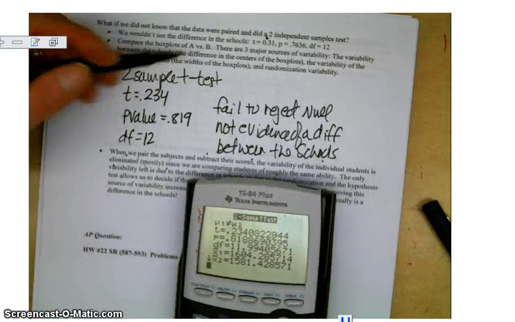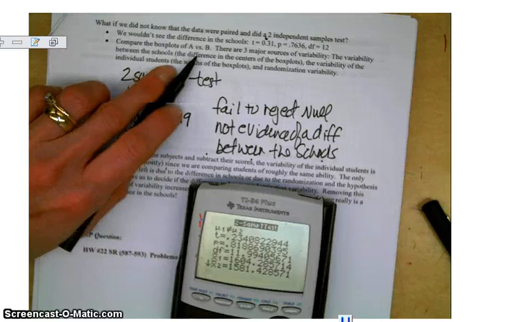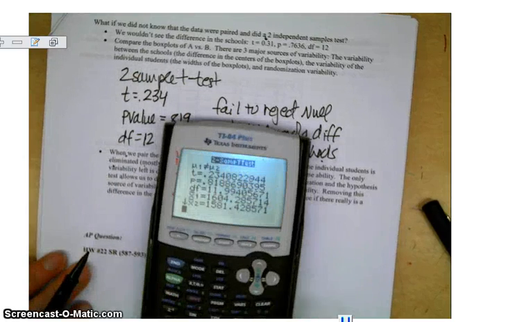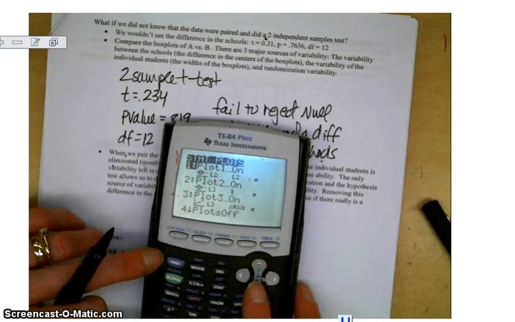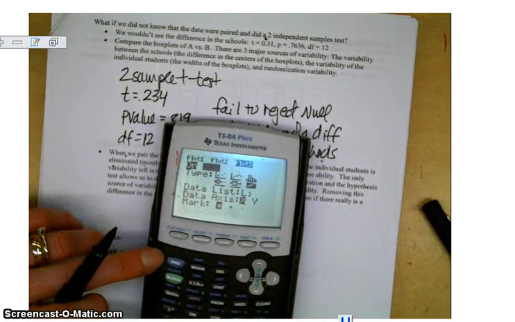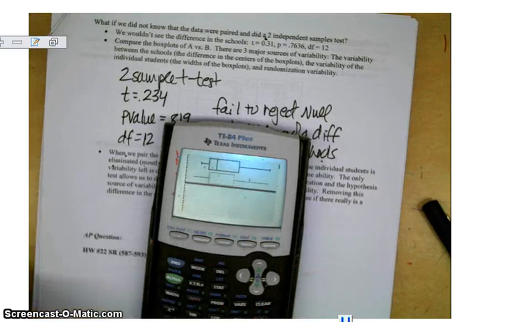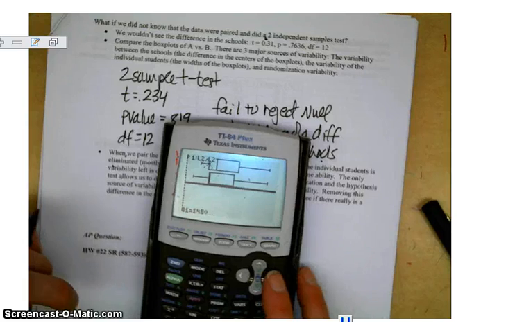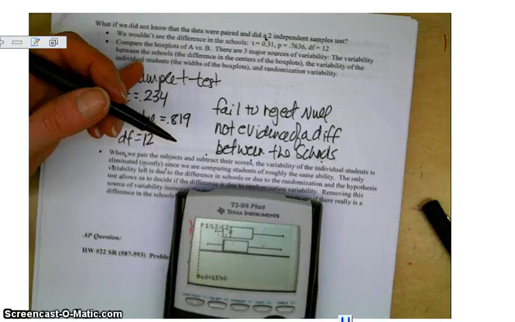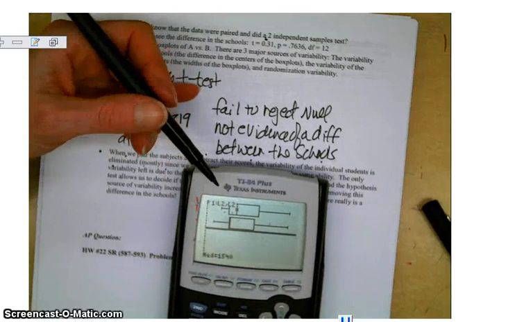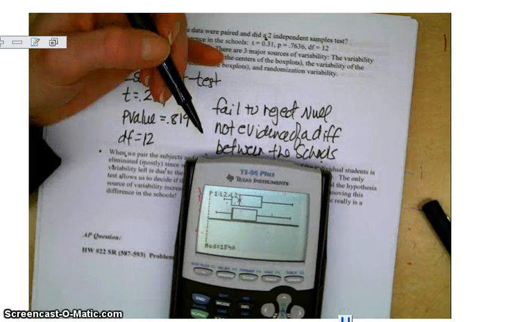Now, we didn't actually do up here what we were supposed to do. It says compare the box plots of A versus B. So I have those box plots here. If I just go to my second stat plot, I'm going to turn that third one off, and then I'm going to graph and hit zoom 9 again and trace. Okay, here are the box plots of the two schools. You might want to sketch them on your paper. What you need to realize, the top one is school A and the bottom one is school B.